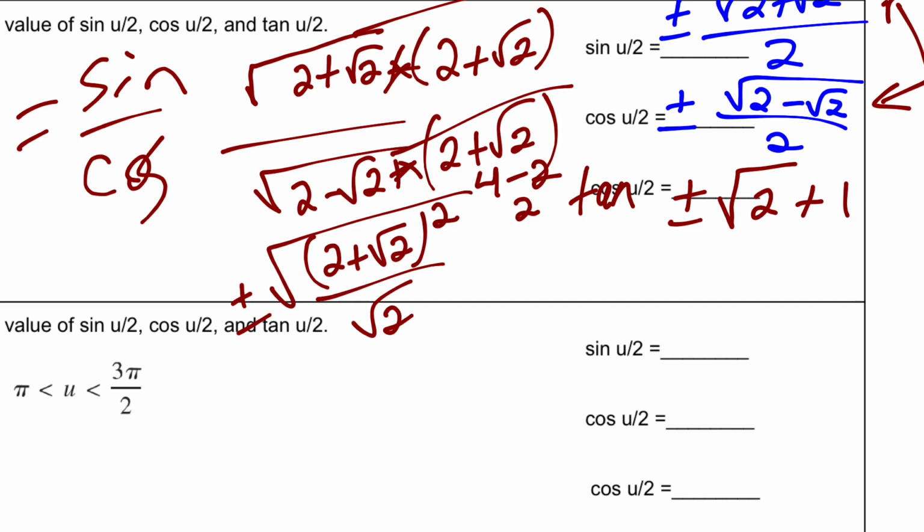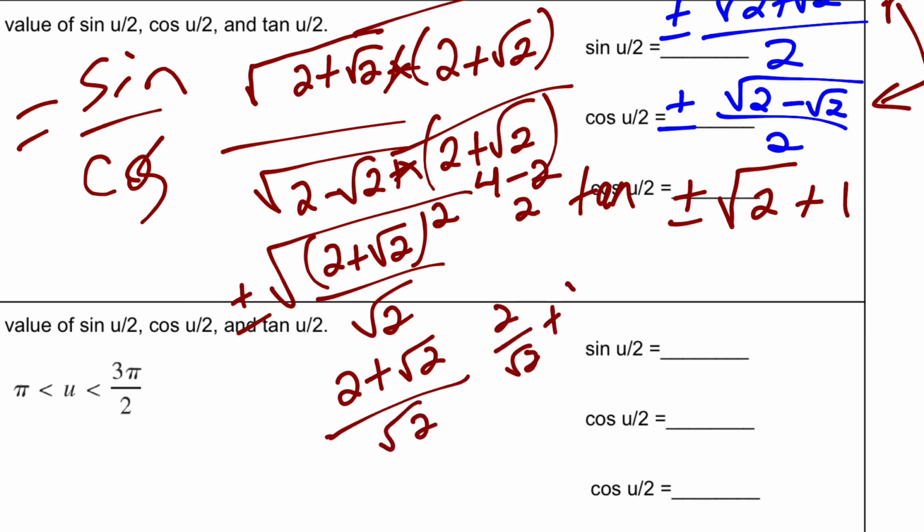So another way of simplifying this, let's split it so that the square and the square root cancel out. So on the top we have 2 plus root 2 all over root 2. And we can split that into 2 over root 2 plus root 2 over root 2. And if we rationalize, that's how we end up with this. Long way to get there.